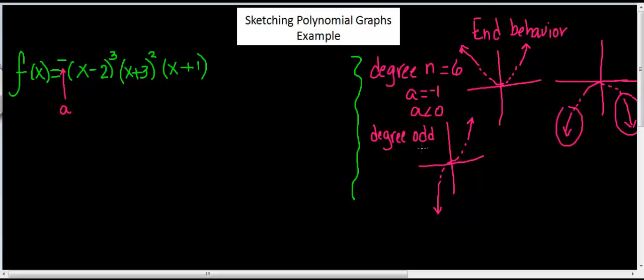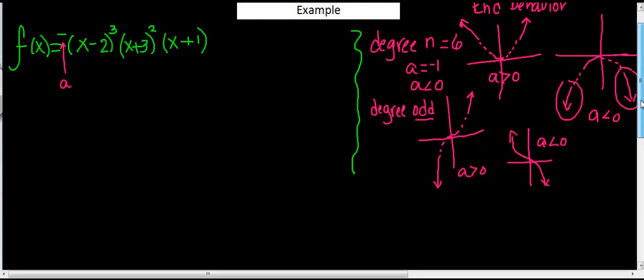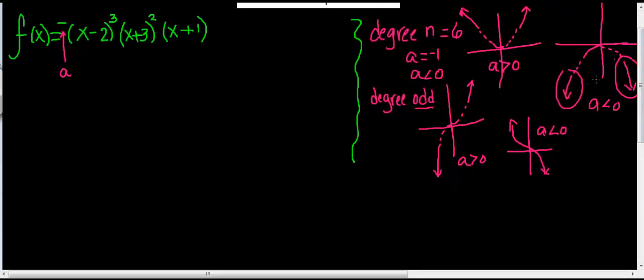If I have an odd degree, this is when A is greater than 0. This is for A less than 0, and when the degree is odd, this is the end behavior. So it's basically reflecting across the x-axis when A is less than 0, okay? So we know what behavior we're going to mimic. This one we have here.